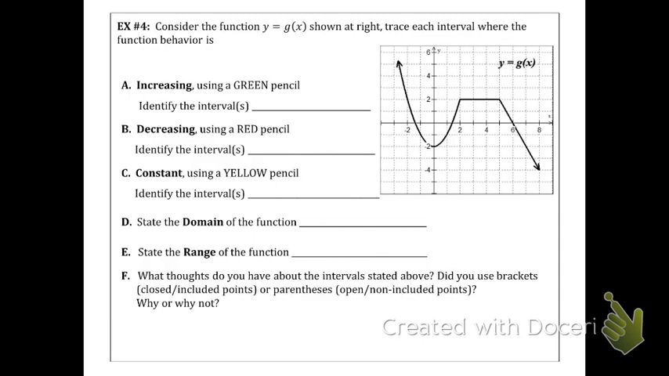All right, so consider the function y equals g of x shown at the right here and trace each interval where the function is increasing. And it says to do this in green. I don't care if you use colors or not. I'll try to go with the colors here. So where is it increasing? As I look from left to right, I want to know where it is going up. So right there it's going up, and that's the only place. So it is increasing from -2 to +2.